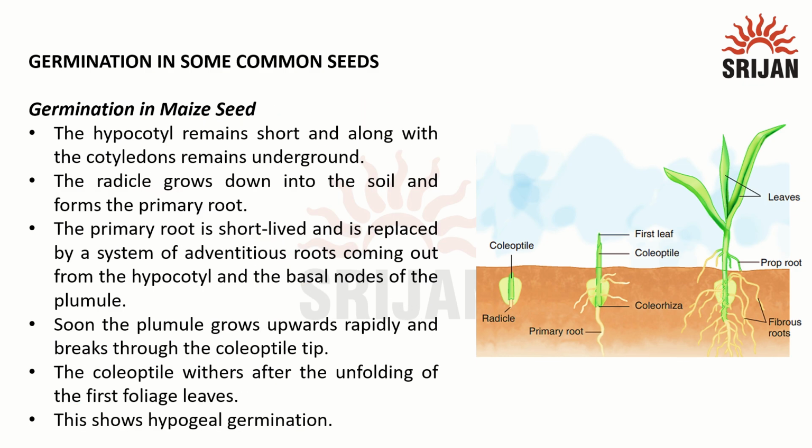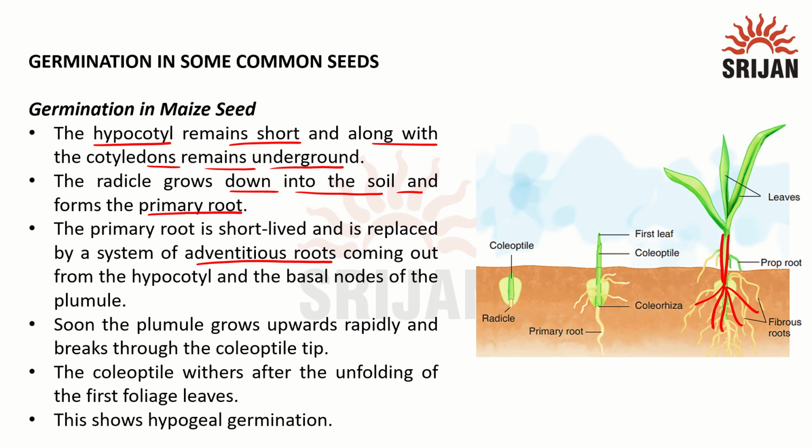Now if we observe, the hypocotyl remains short and along with cotyledons remains underground. So here our epicotyl will grow faster. The radicle grows down into the soil and forms the primary root. The primary root is very short-lived in case of monocots, and it will be replaced by many adventitious roots which come from the hypocotyl region.